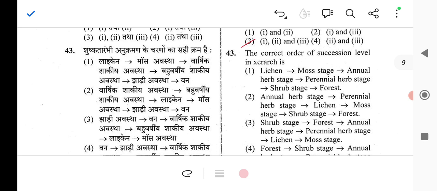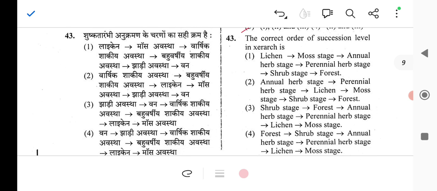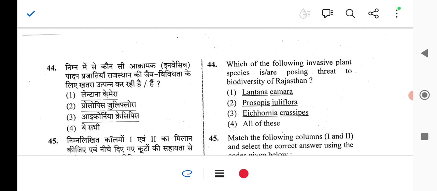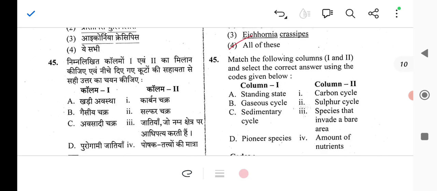Next is the correct order of succession level in xerarch. Xerarch is in the desert region. So correct order of succession is lichen, moss, annual herb, perennial herb, shrub and forest. Next is, which species is an invasive species posing threat to biodiversity of Rajasthan? So Lantana, Prosopis and Eichhornia all are threats to the biodiversity of Rajasthan.